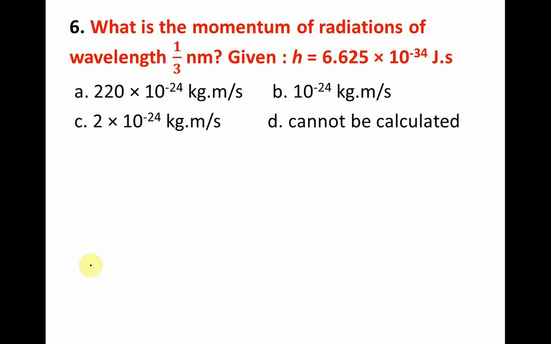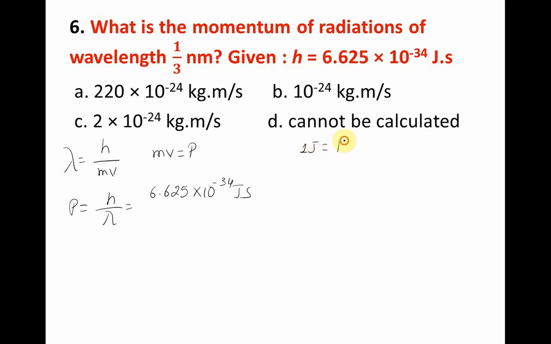Next, what is the momentum of radiation of wavelength 1 by 3 nanometer, given Planck's constant? We know that lambda is equal to h divided by mv. Mass into velocity is nothing but the momentum. Therefore, it can be written as p is equal to h by lambda. What is the h value? They given 6.625 into 10 to the power of minus 34 joule second.